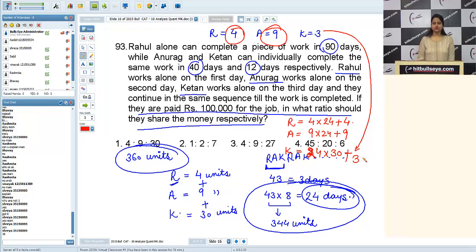So you can find the ratio of the work done by all of them, and in the same ratio they will divide the money. Is it okay? Yes, okay. Okay guys, let's move then.